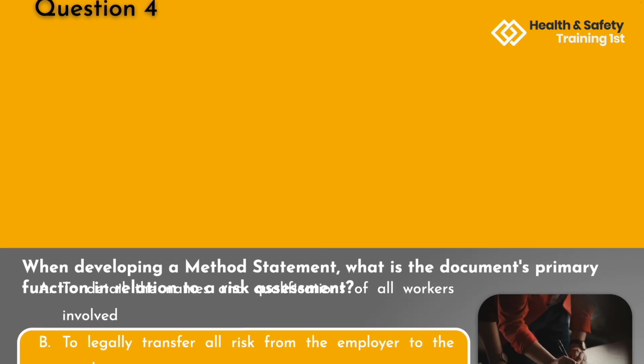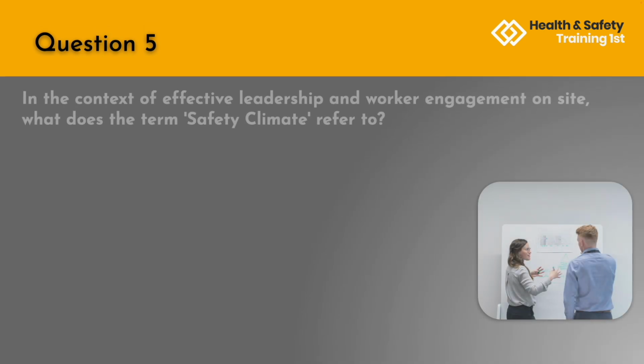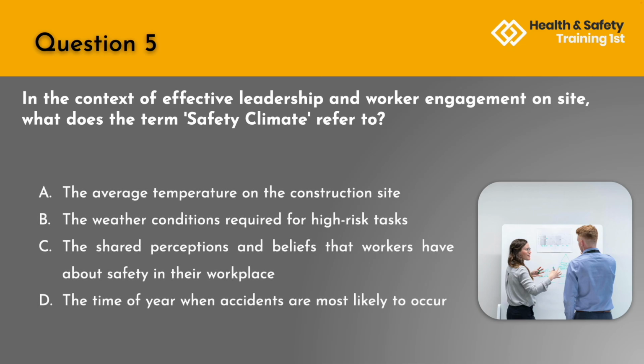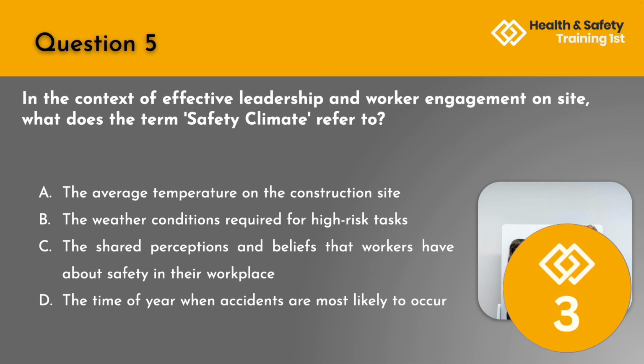Question 5. In the context of effective leadership and worker engagement on site, what does the term safety climate refer to? A. The average temperature of the construction site. B. The weather conditions required for high-risk tasks. C. The shared perceptions and beliefs that workers have about safety in their workplace. Or D. The time of year when accidents are most likely to occur.